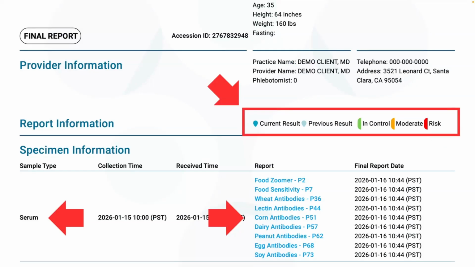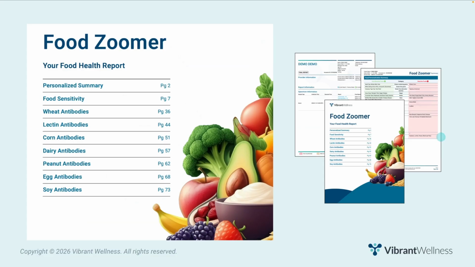The cover page identifies the sample type and lists all the food panels and includes the results interpretation key. The index lists the 9 sections of the report, including personalized summary, food sensitivity panel, which measures reactivity to food proteins, and the 7 food antibody panels: wheat antibodies, lectin antibodies, corn antibodies, dairy antibodies, peanut antibodies, egg antibodies, and soy antibodies, which usually measure reactivity to food peptides.